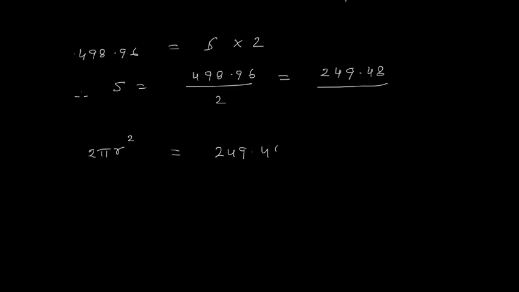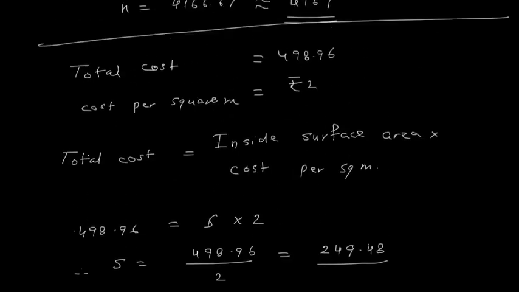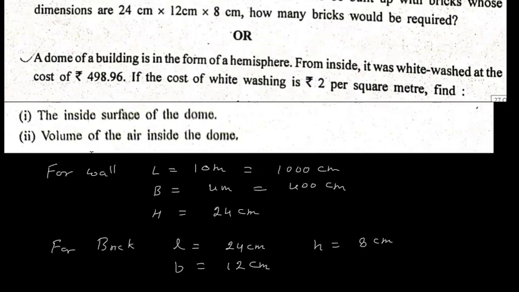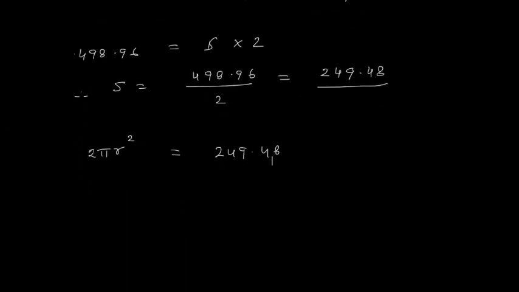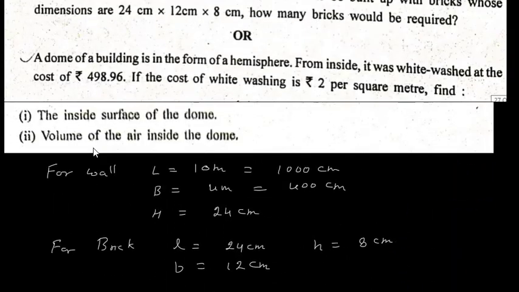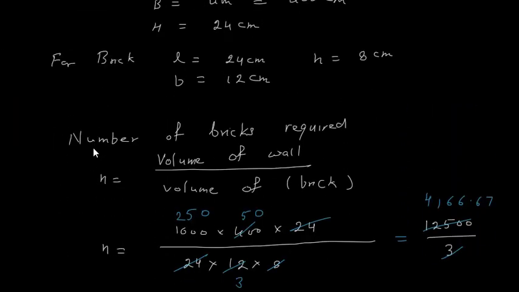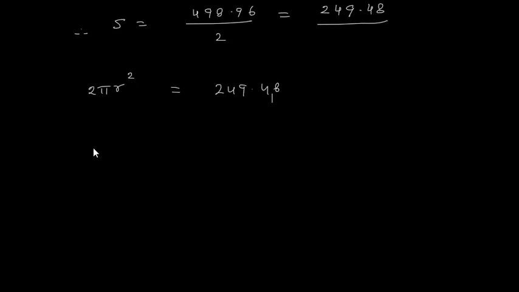249.48. Now let us check what we have to find: the inside surface area of the dome, and then the volume of the air inside the dome. For the volume of air, we need to find the value of R first.